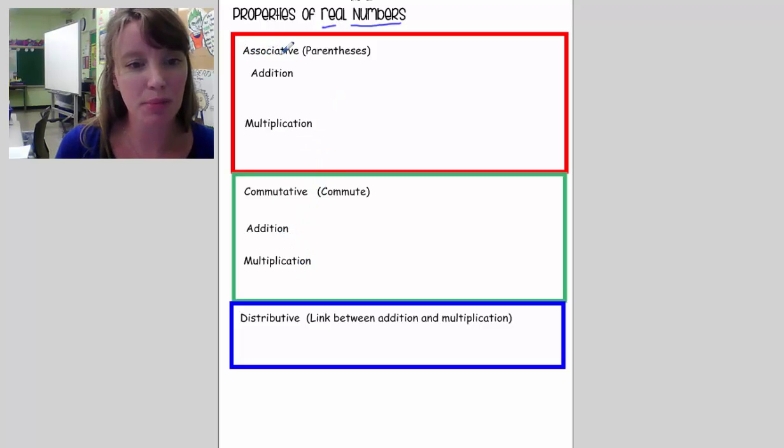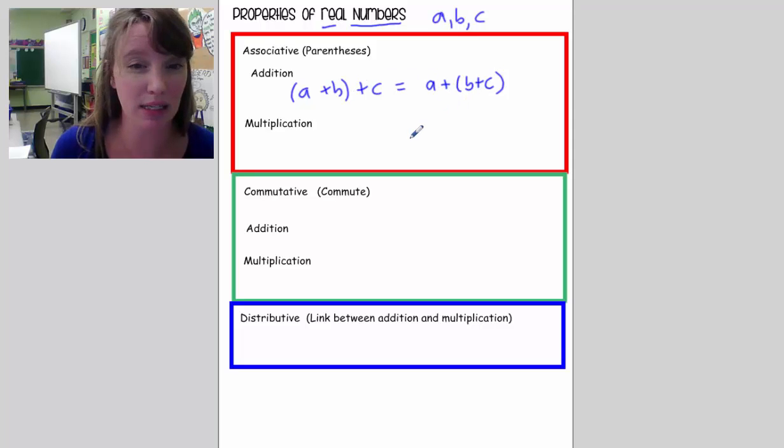There's the associative properties, the commutative properties, and the distributive property. So let's go over the associative property for addition. This is for all real numbers A, B, and we may need C in just a minute. The associative property says that if you are adding two things together and then a third thing after that, adding A and B first and then adding C is the same thing as adding A to the sum of B plus C. In other words, the order in which you add things doesn't matter.